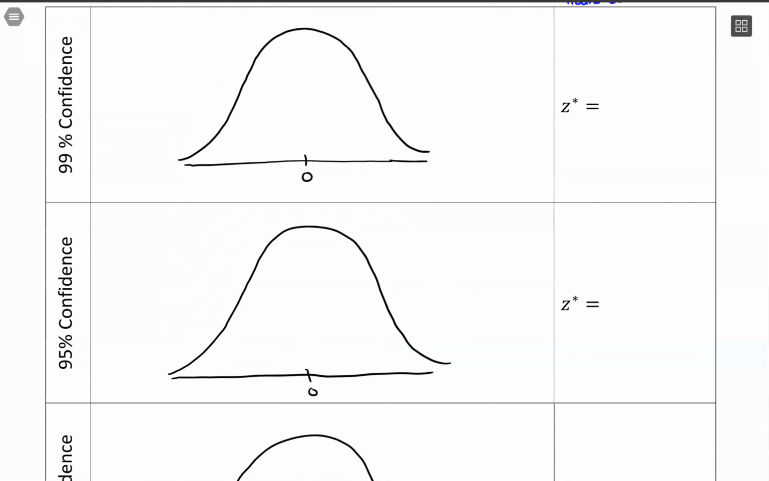For 95% confidence, so 0.95 in the middle, and that'll be z-star on the right. 99% confidence, we'll have 99% in the middle, so z-star on the right there.